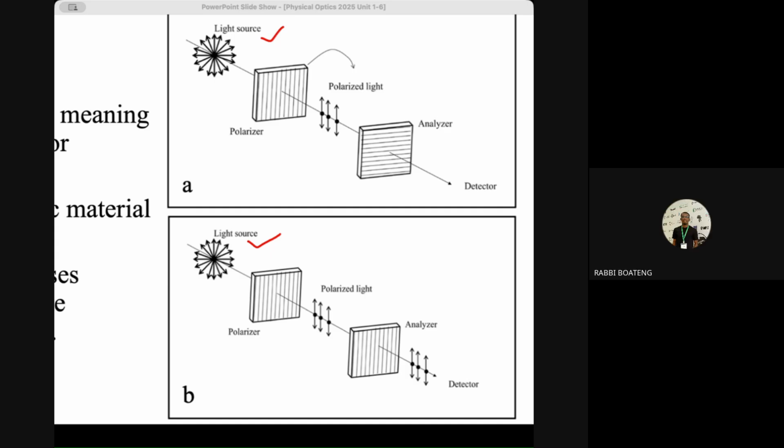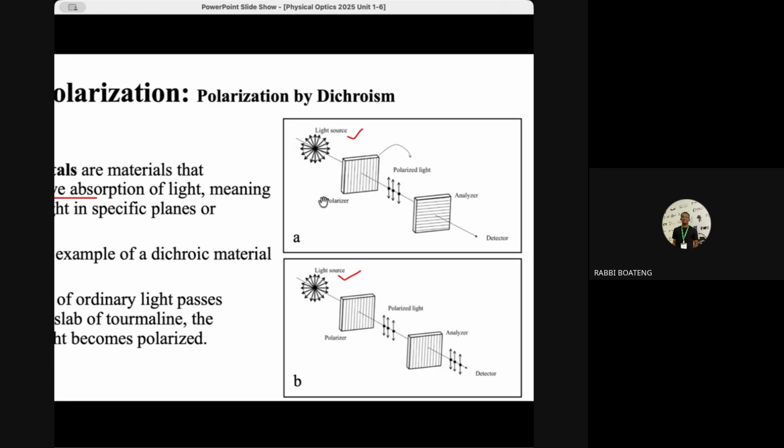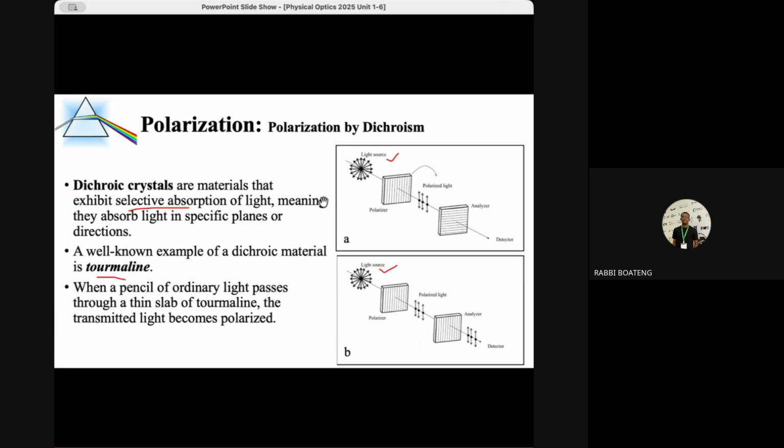Yes, I think it will pass through because the axis is vertical. Very good. It will pass through. But let's look at the analyzer. This time the analyzer is turned to the horizontal. Will it pass through to the detector? No, sir, it will not pass through. Simple. So what I'm trying to say is the axis of the polarizer matters a lot.